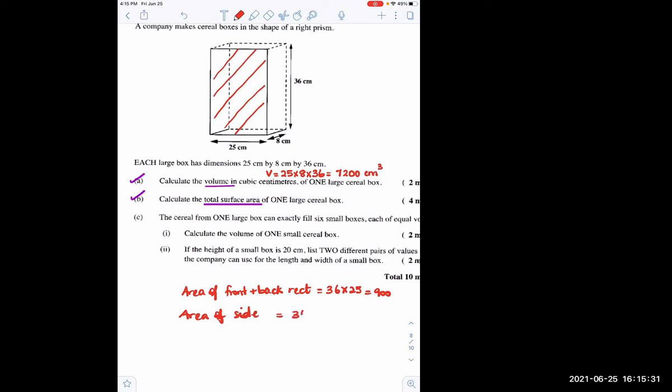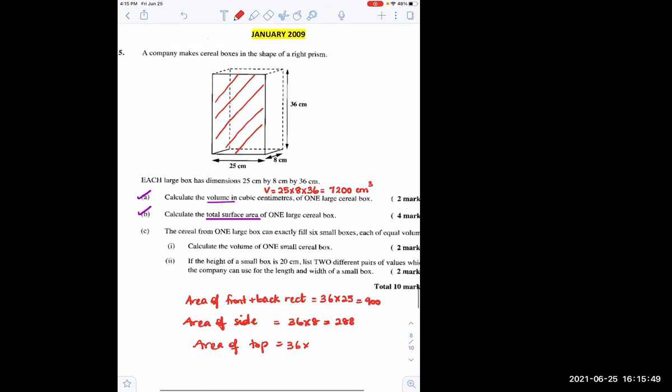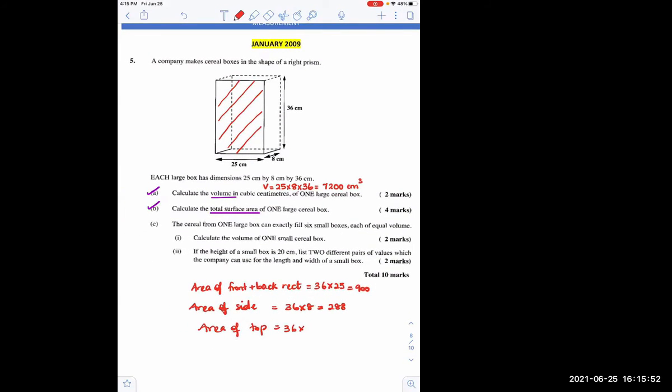Then the area of the two sides will be 36 by 8. That is 144. No, 36 by 8 is 288. Yes? And then the area of the top and bottom. This would be 36 by how much? That won't be 36, miss. That will be 25. 25 by 8. Very good. So 25 by 8 is 200.